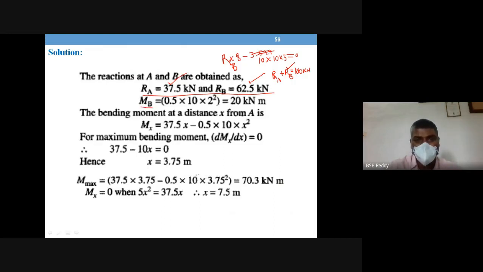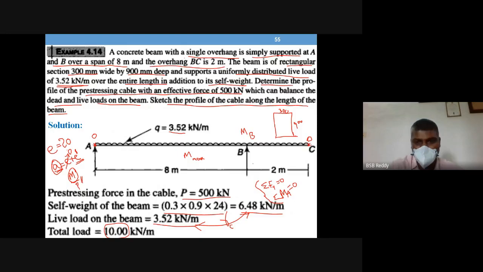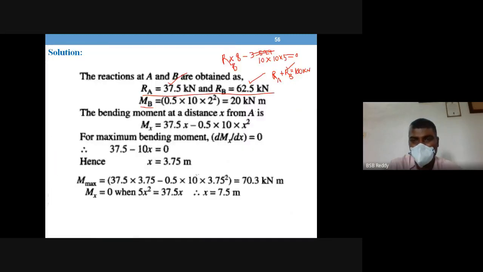And to get MB, it is straightforward, finding the bending moment at B. At a section, if you consider the sum of all moments to the right, you get the MB value. MB is 10, the UDL, into 2, the span, into half of the distance, which is 1. So 20 kilonewton meter is the bending moment at B.